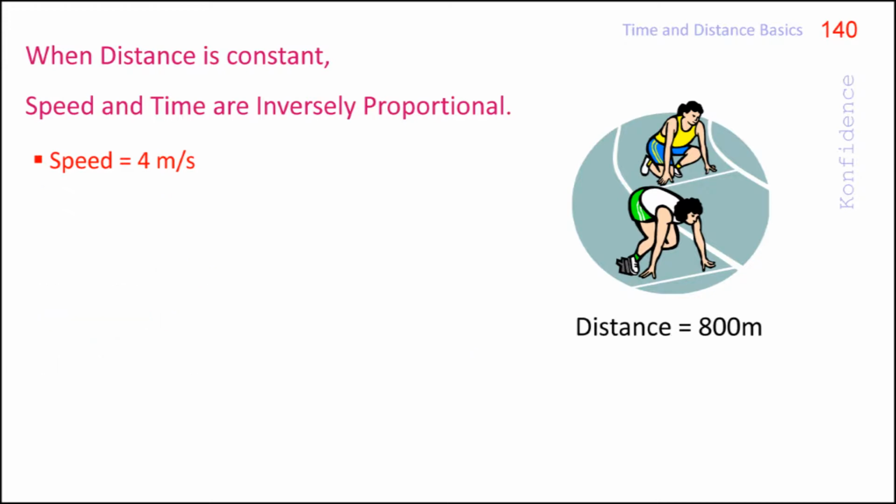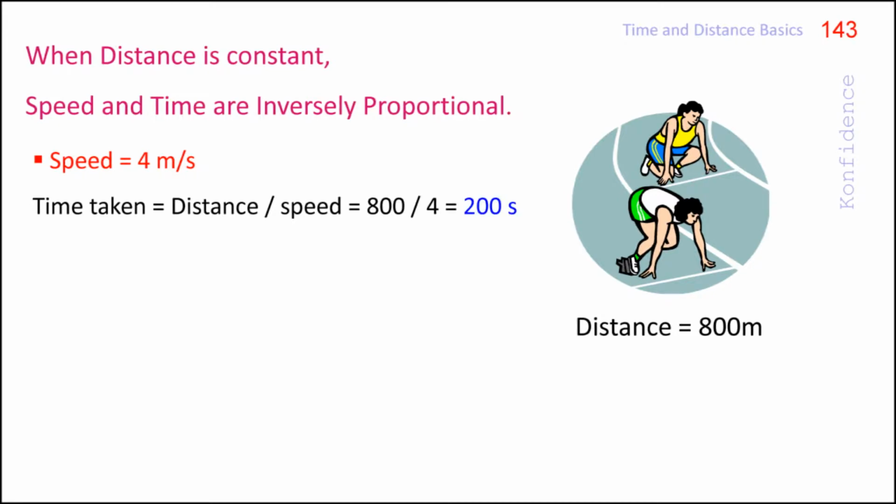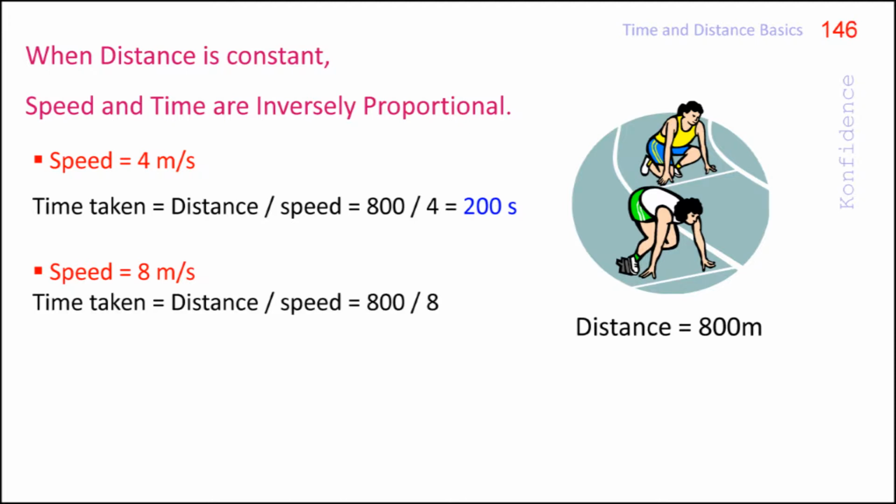If you run this 800 meters at 4 meters per second speed, then time taken will be distance by speed, 800 by 4, or 200 seconds. So when speed is 4, time is 200. If you run this 800 meters at 8 meters per second speed, then the time taken will be 800 by 8, or 100 seconds. So when speed is 8, time is 100.